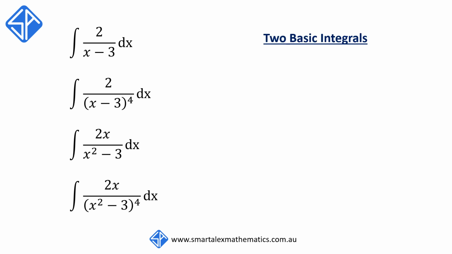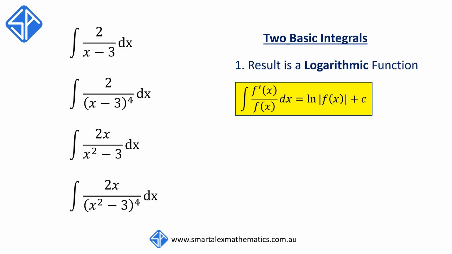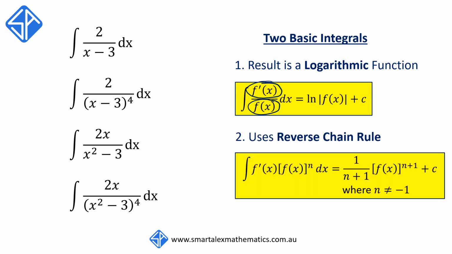The first one is going to give us a result that is a logarithmic function. Here, what we need to look for is that the numerator is the derivative of the denominator. The second one, we're going to be using the reverse chain rule. Here, we're looking for a function f of x that is raised to the power of n. n can be positive, negative, integers, or fractional, as long as n is not equal to -1. The function f of x to the n is then multiplied by f dash x. Let's start with our first example.